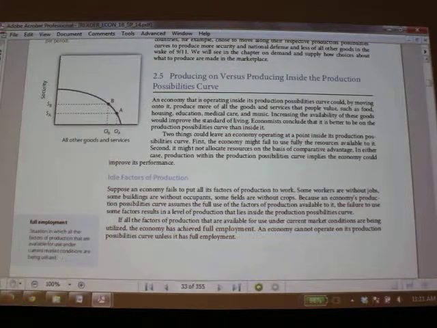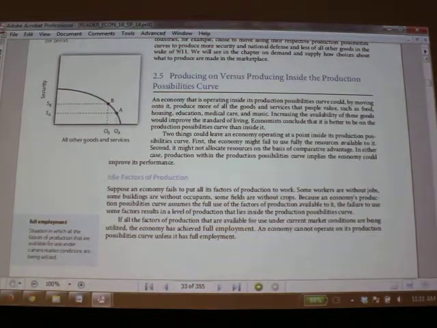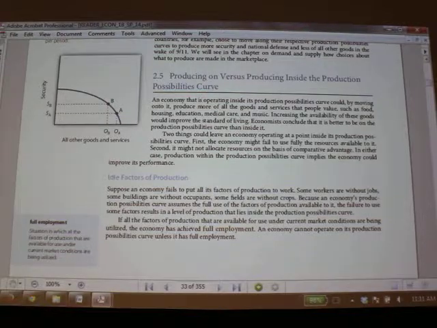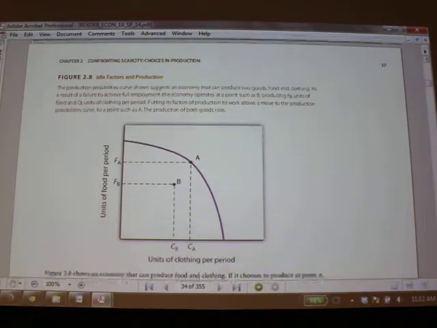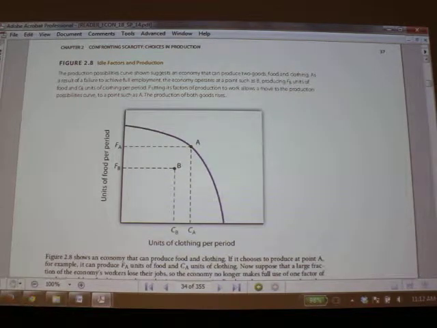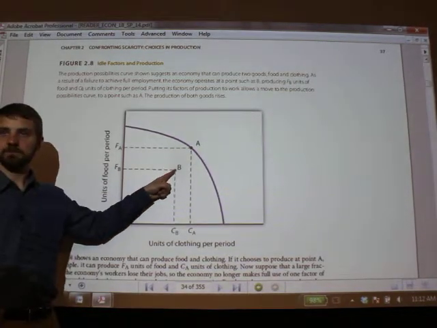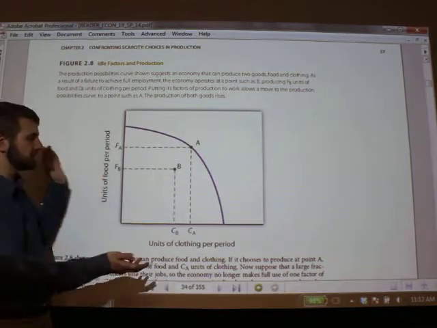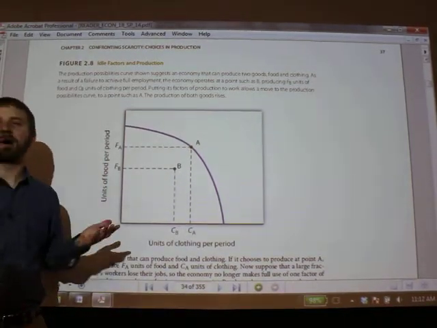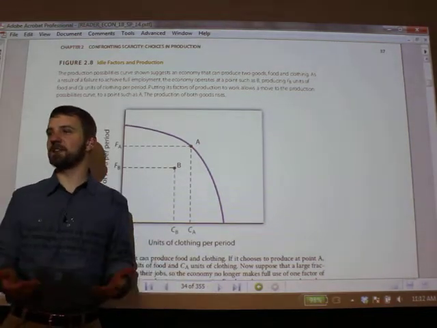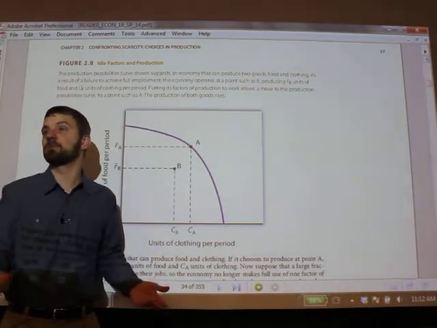But we can also use the PPC to illustrate this concept of idle factors of production. Because we might have some resources, some workers, for example, who are just sitting at home. In that case, it would be as if the economy is producing at point B. Right? So now imagine an economy that produces clothing and food. Only two things. Again, economists make a lot of assumptions in their models. Here we're assuming the economy is very simple and only produces two things.